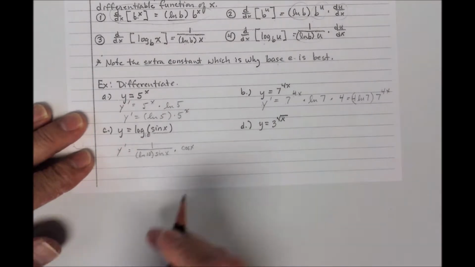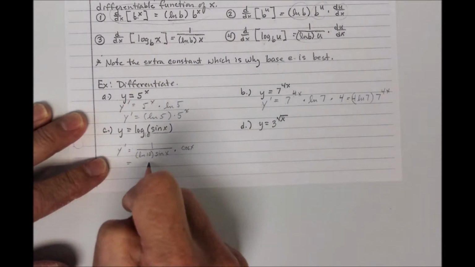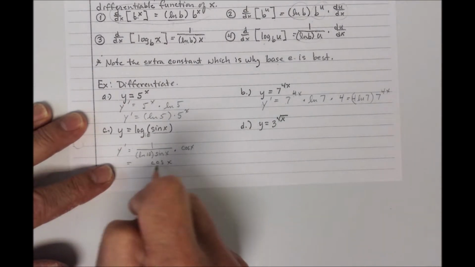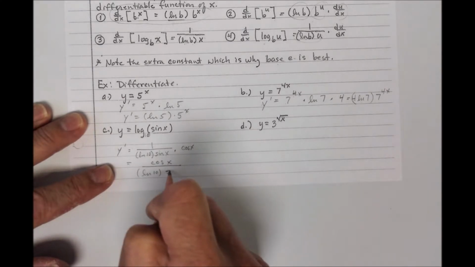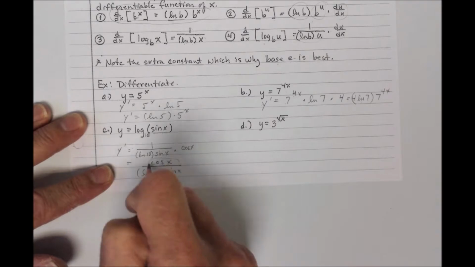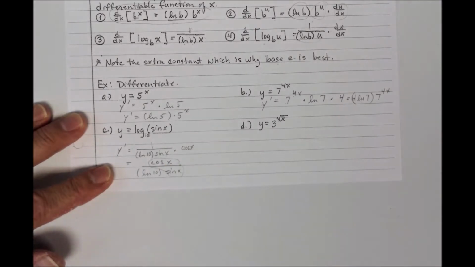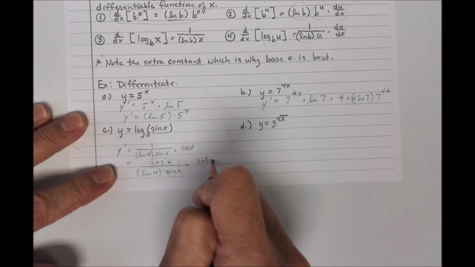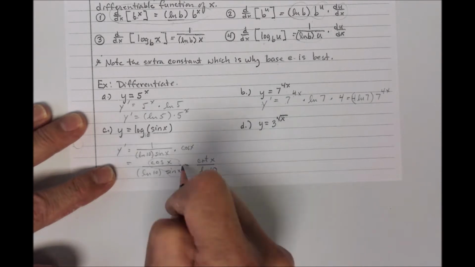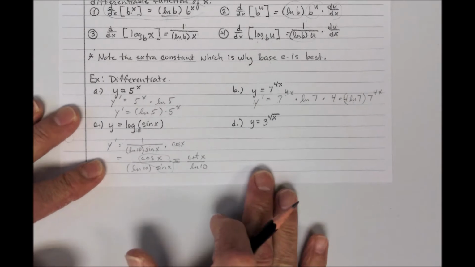Now I wouldn't leave it like that. I could write this as the cosine of x all over the natural log of 10 times the sine of x. But notice here, cosine of x over the sine of x, that's cotangent. So I could write this as the cotangent of x all over the natural log of 10. Hopefully you can see that okay.